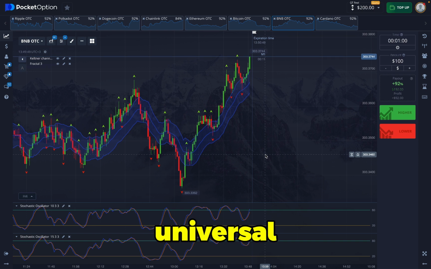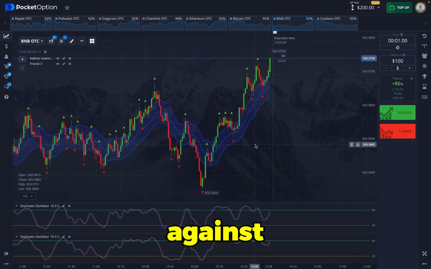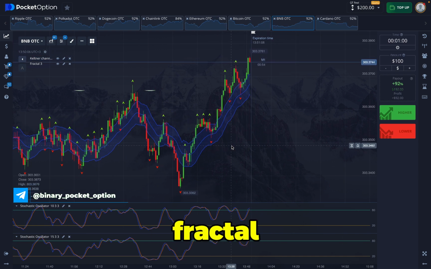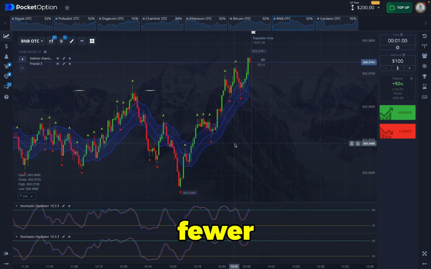This strategy is universal and will allow you to open deals both according to the trend and against it. I'll also monitor updates of local maxima and minima through the fractal. I will try to explain each trade in detail so that by the end of the trade, you have more information learned and fewer questions.